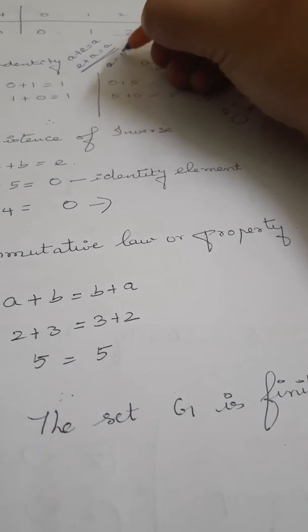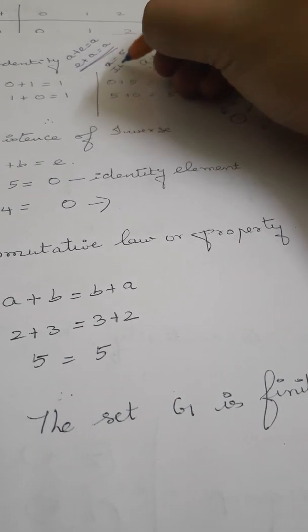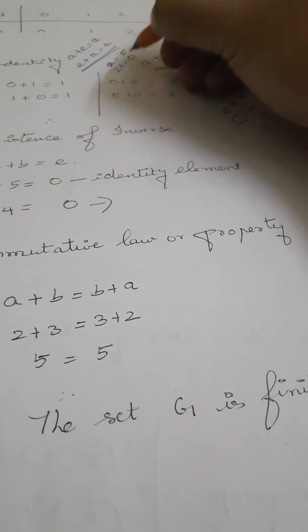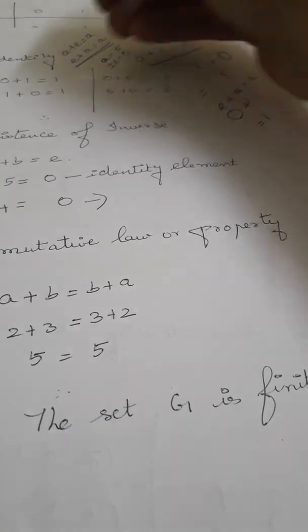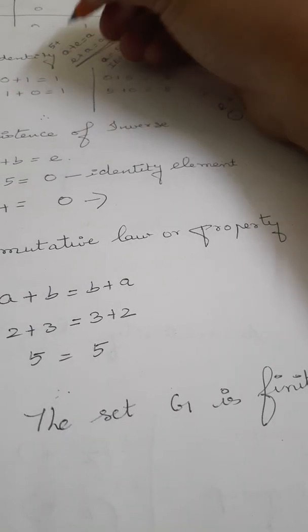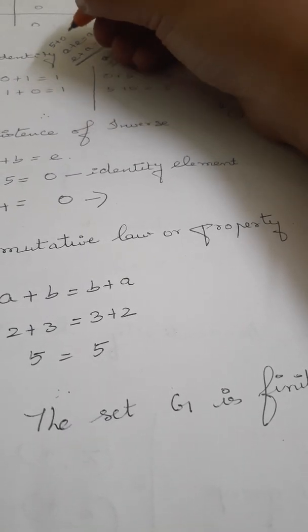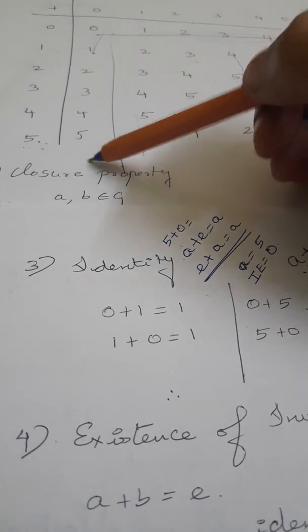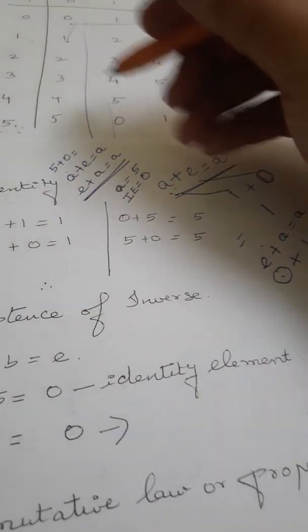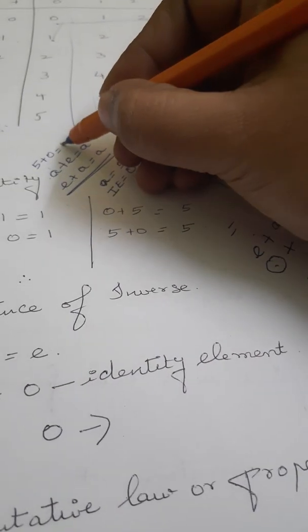A element is equal to 5. My identity element for addition is 0. Okay. So first I'm taking 5. A value is 5, my identity element is 0. So 5 plus 0 is what? See the table here. 5 plus 0 is what? It's 5. Okay, so I can substitute 5 here.